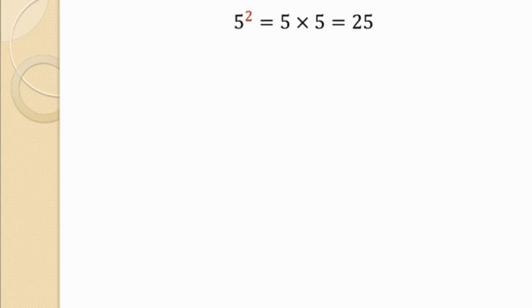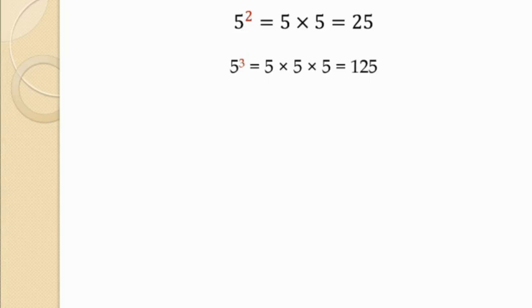For example, 5 times 5, we multiply 5 by itself 2 times, so I can write it as 5 power 2. 5 is the base, the number that is repeated, that's multiplied by itself, and 2, the exponent, is how many times I multiplied this number by itself.